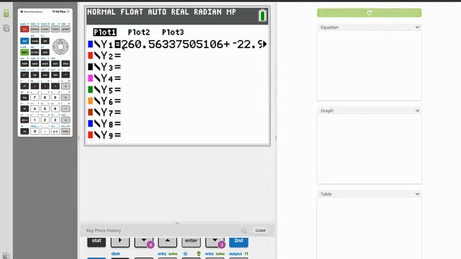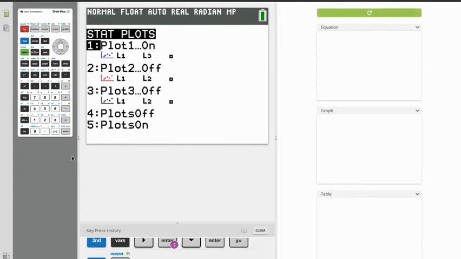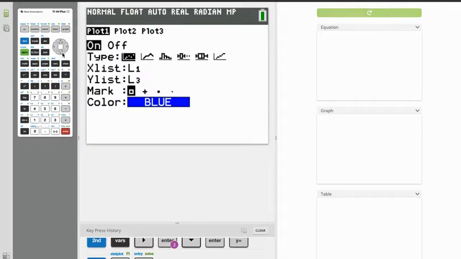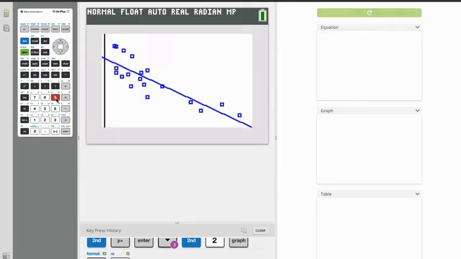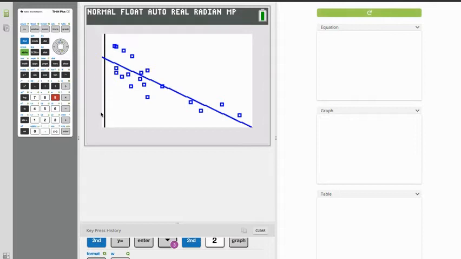Now, since I stored it, you can see in Y1 there is the equation. Now we need to check the scatter plot. To do that, hit second plot. We want to plot a scatter plot, which is the first one, with list 1 and list 2. If you hit graph, make sure you do zoom 9 to get the scatter plot. So there is the scatter plot relating wine consumption and heart disease rates. So the linear condition is met.